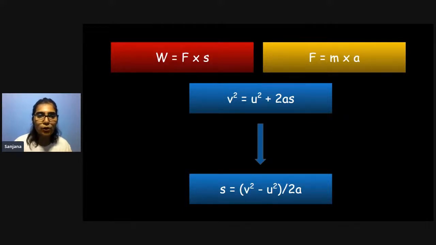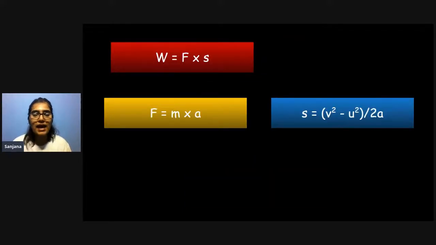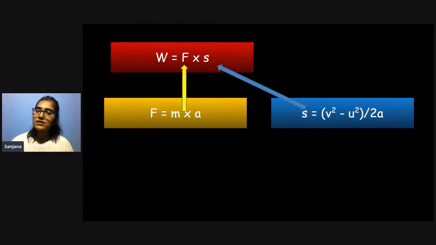Now, quickly, I'll put both of the values of force and displacement here. Force, once again, is mass into acceleration, that is ma. And in place of s, you will write v square minus u square divided by 2a.